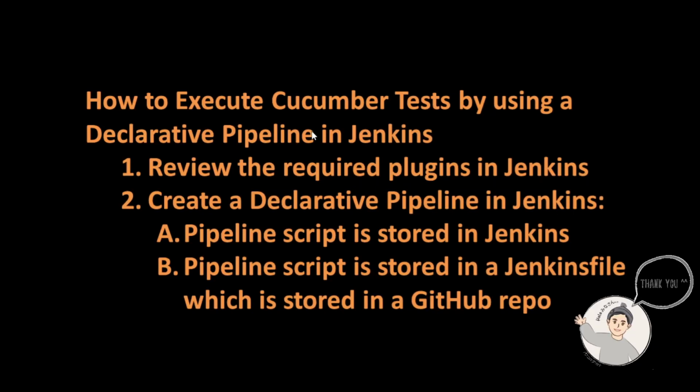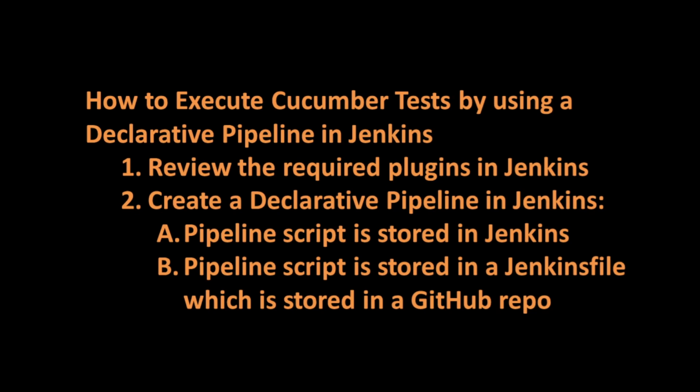Welcome to the channel. In this video, we will see how to execute Cucumber tests by using a declarative pipeline in Jenkins. We will start by reviewing the required plugins in Jenkins. Then we will create a declarative pipeline in Jenkins. First, we will create a pipeline by storing the script in Jenkins. Then we will create a pipeline by storing the pipeline script in a GitHub repo.